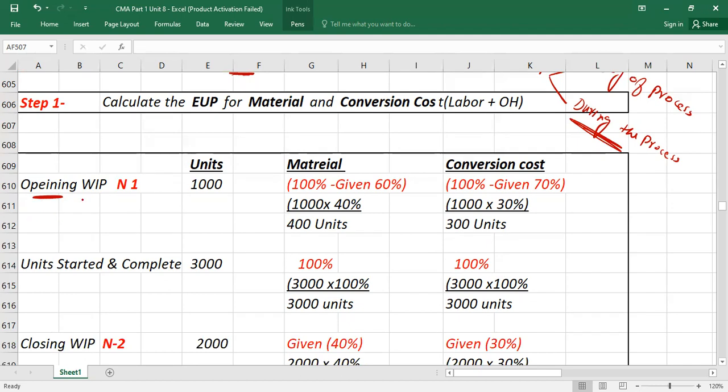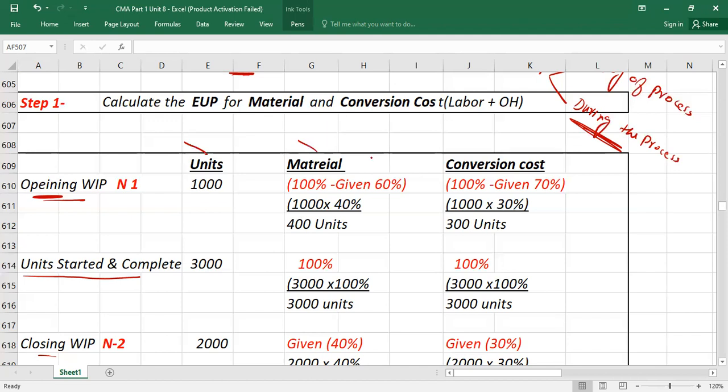What? Opening work in process units, units started and completed. These are not the transfer out; these are units started and completed. That is what we need. And closing work in process. As I told you, there are several ways, but the easiest way is to remember this. Every question you can solve by using this. We need opening, started and completed, and closing.